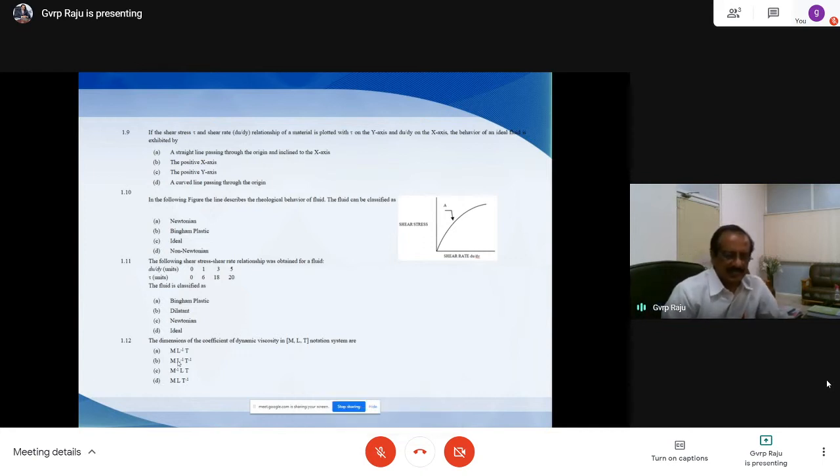So in the MLT system, as the unit is kg force seconds per meter square, you need to convert kg force into mass into acceleration. The mass is M, and the acceleration is meters per second square, so M L by T square, and second is time T, and meter square is L square. So finally M by LT. M by LT means M L minus 1 T minus 1. This is B. So 1.12, the answer is B.